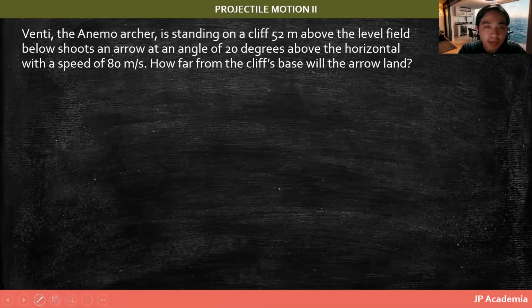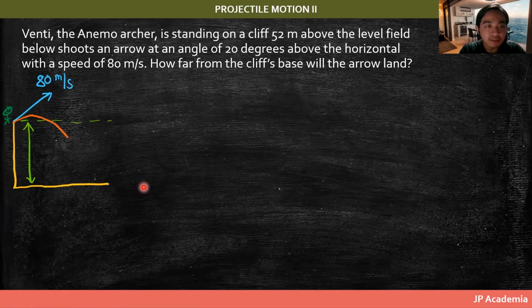So first thing, para mas madali natin ma-imagine yung problem, try natin illustrate or i-draw yung problem. So this is 20, let's say nasa cliff siya, then shoot siya ng arrow. So 80 meters per second, 20 degrees above the horizontal. Then given this initial y naught natin, which is 52 meters, we want to find this x.